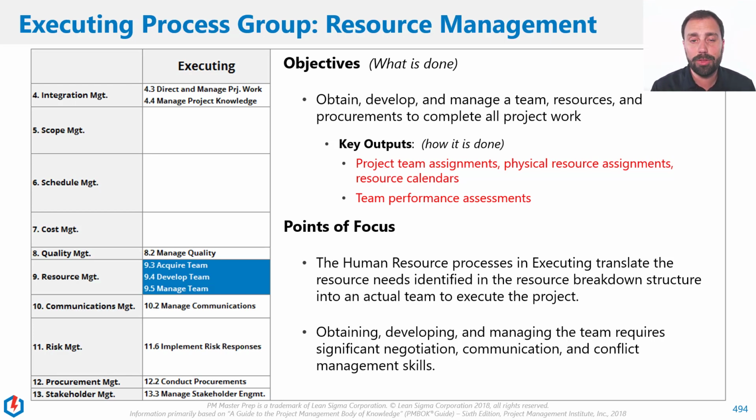So we've gone through this top to bottom. What are we trying to do? How are we trying to do it? Why are we trying to do it? We know that we're producing project team assignments, physical resource assignments, the resource calendar, and as we develop our people, we're going to have assessments of the team performance, okay? So the next step for you is to go through each individual video, also go through the John video, take the quizzes at the end, and keep pushing forward. Remember, executing process group is how much? 31% of the exam, so it's a big deal.